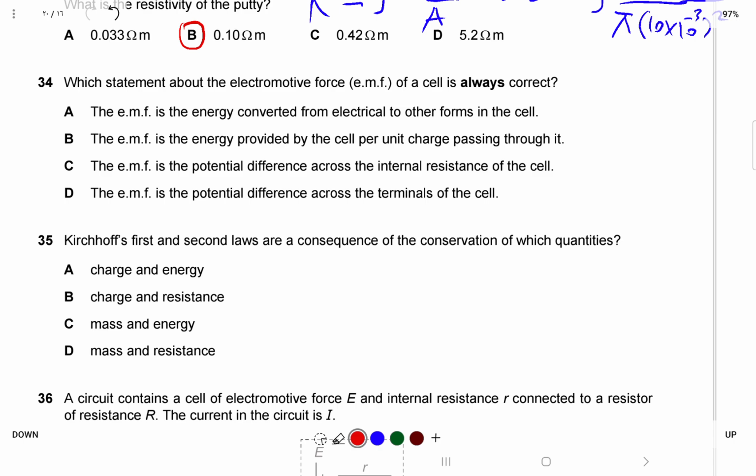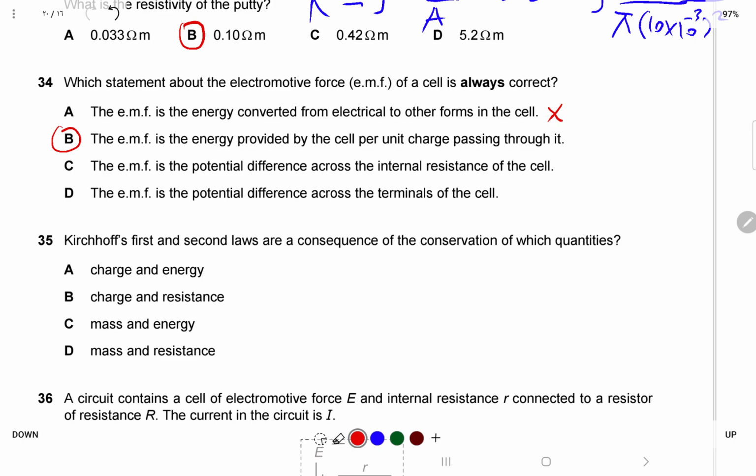First option, the EMF is the energy converted from electrical to other forms. No, this is incorrect. It's converted from chemical to electrical. Option B, the EMF is the energy provided by the cell per unit charge passing through it. Option B is the correct answer.